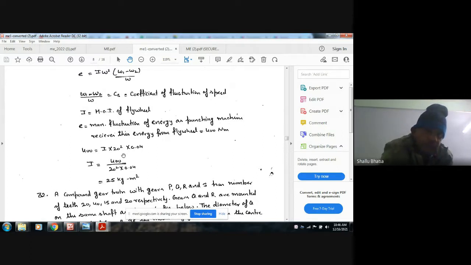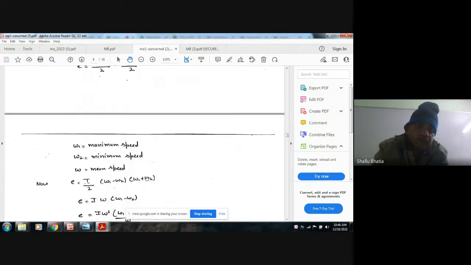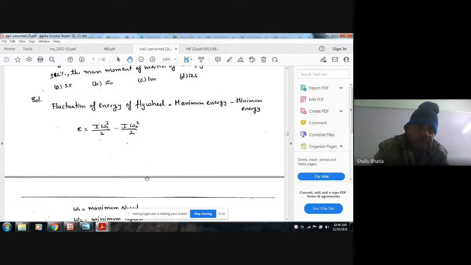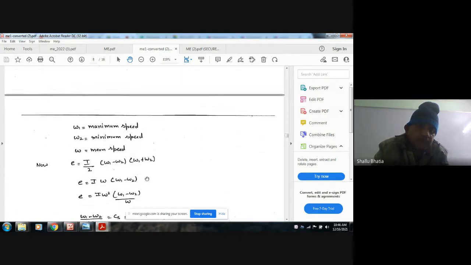Then we can find I is equal to 400 divided by 20 square into 0.04, which is 25 kg meter square. So the answer is 25.